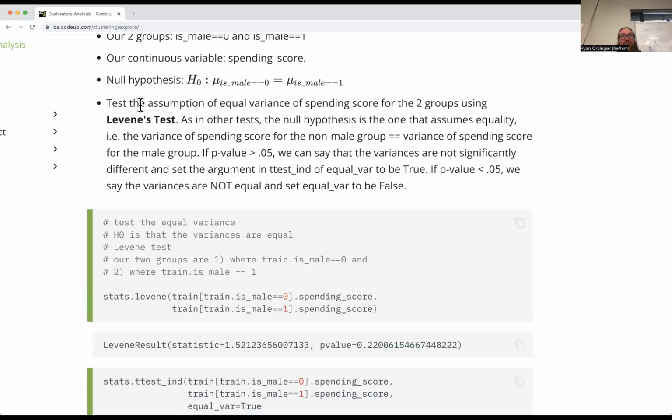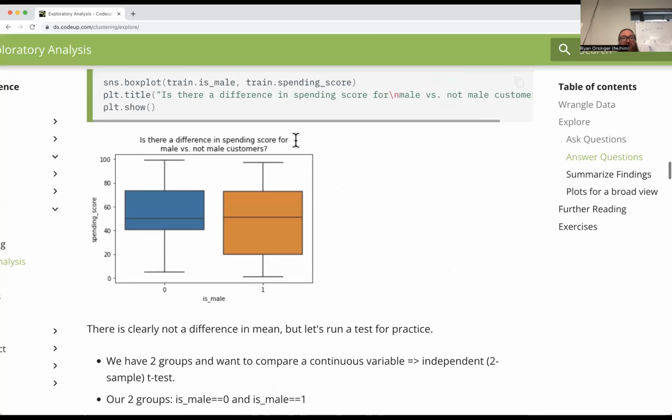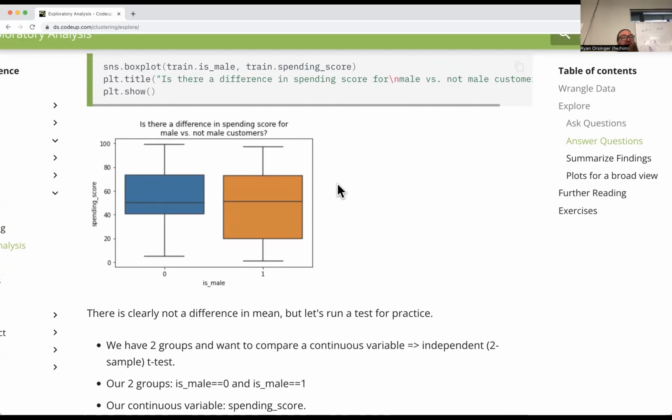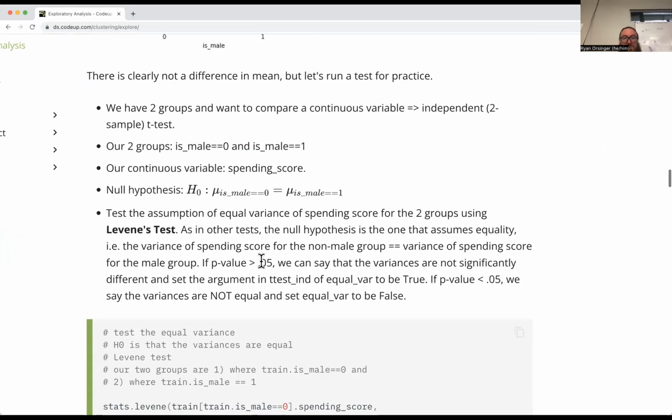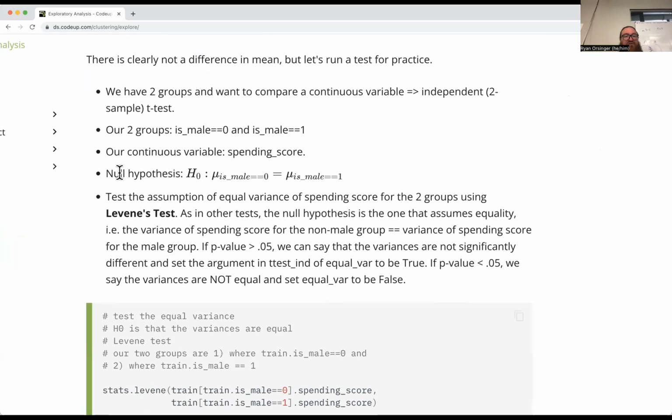So let's see. Right before lunch, we were talking about this box plot comparing spending scores between non-males and males. We had enough of a difference that there might be something there, but let's run a t-test. So we're running a two-tailed, two-sample t-test. Two tails because we don't care about the direction, two samples because we care about comparing two populations of the overall.